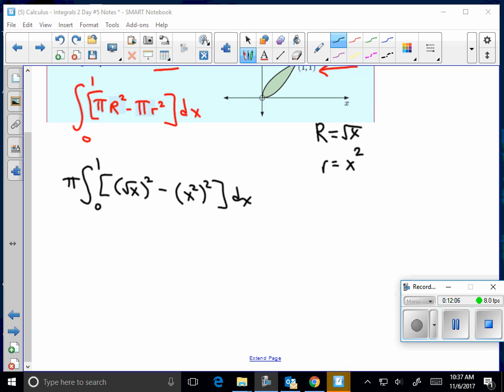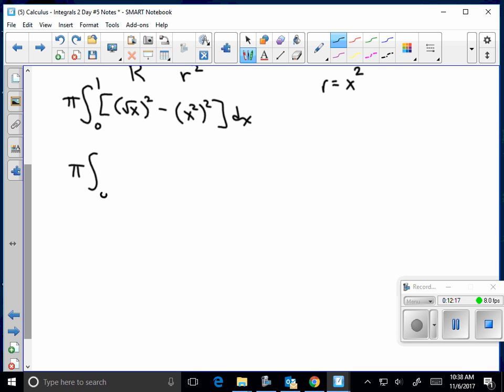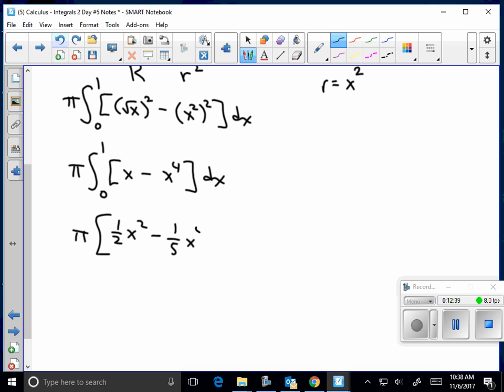All right, so we've got big R squared. We said big R was square root of x, little r was x squared. Let's integrate this. Well, what is square root of x squared? x, and x to the 4th. Wow, this one's actually pretty nice. Okay, let's integrate. 0 to 1, that should be 1/2 x squared minus 1/5 x to the 5th. And we don't need plus c because this is a definite integral from 0 to 1.